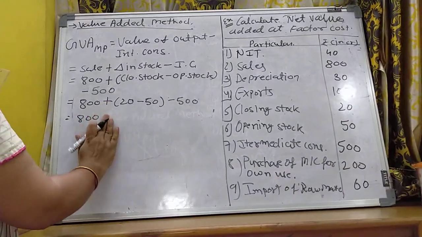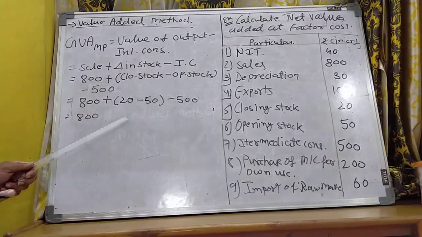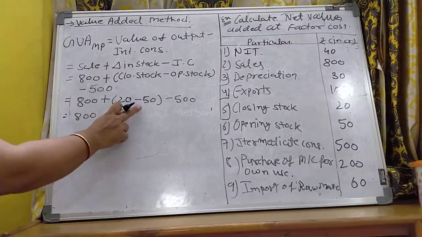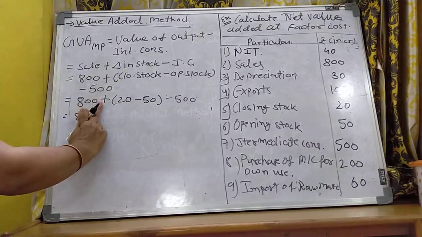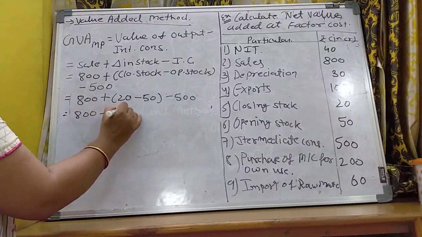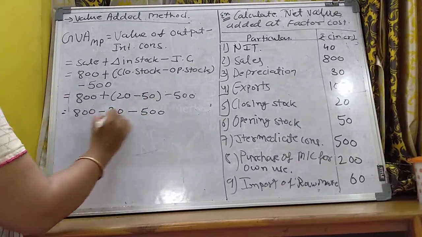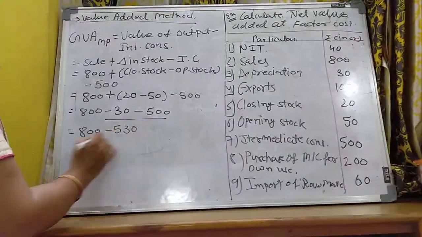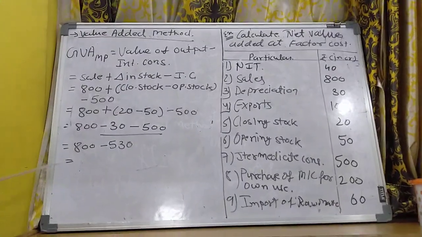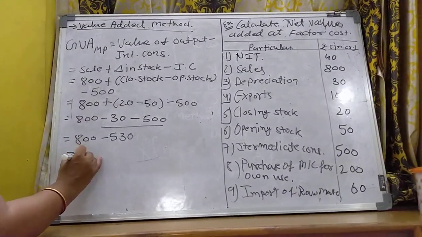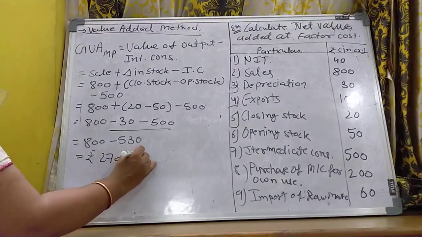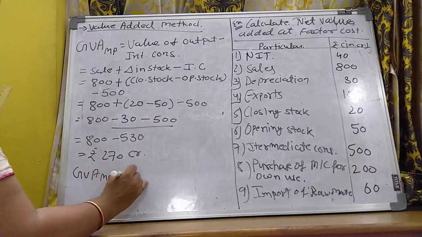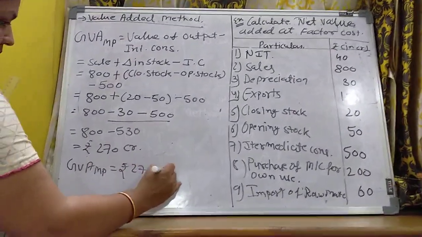minus 500. 800 plus, listen, 20, first we have to remove the bracket. So 20 minus 50 means minus 30. So here minus 30, and plus minus minus gives minus. So minus 30 minus 500. First add these two together. So 800 minus 530 equals rupees 270 crore. So what is your GVA MP? GVA MP equals rupees 270 crore.